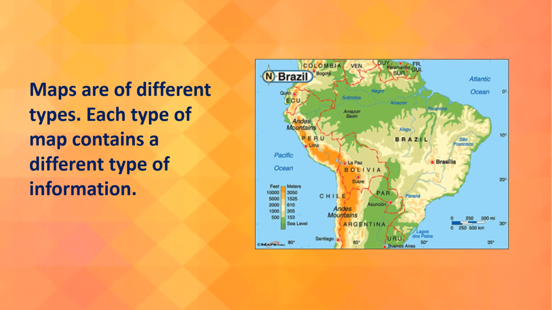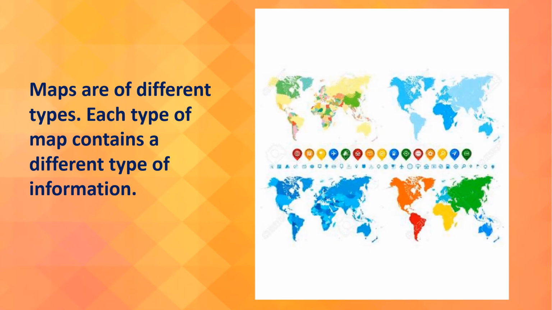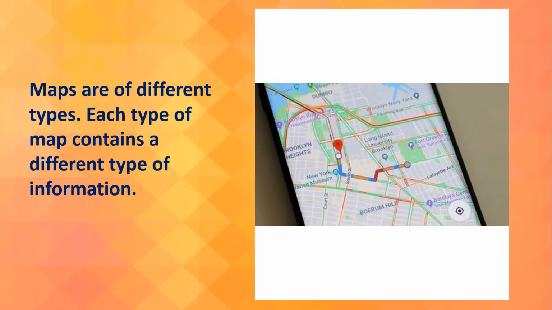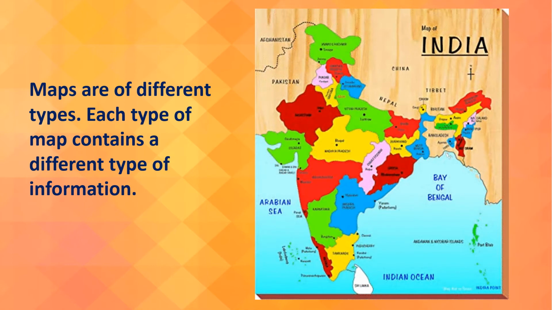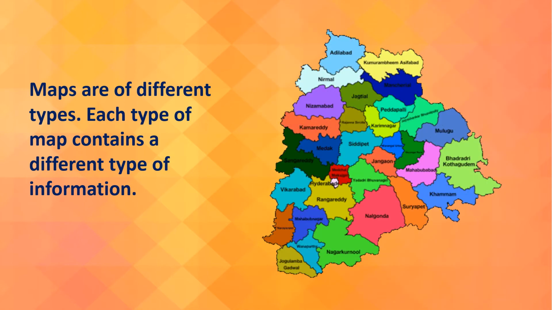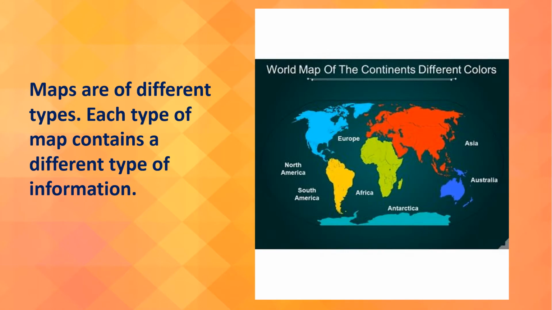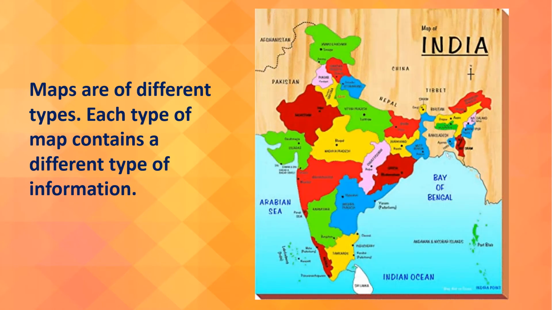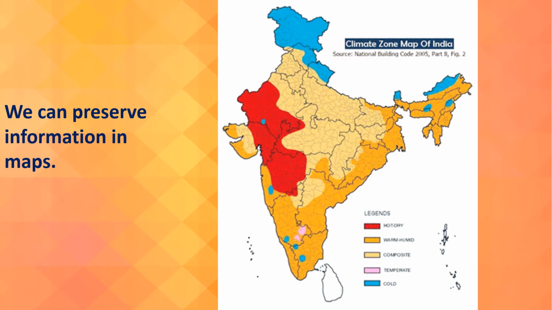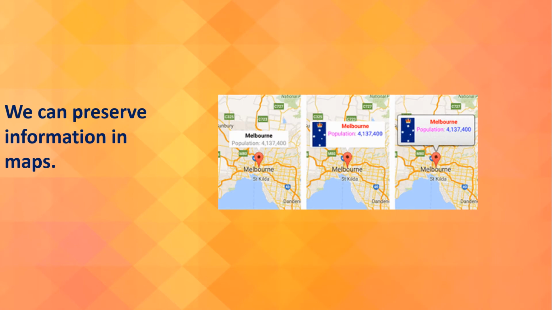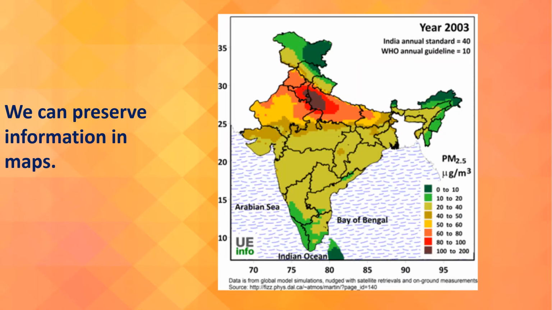Maps are of different types. Each type of map contains a different type of information. There are different types of maps like political maps, physical maps, road maps, topographic maps, time zone maps, etc. We can also preserve information on maps. Maps present information about the world in a simple and visual way. We learned about that. Maps also teach us about the world by giving us information like title, date, author, and sources, which usually appear on the map.